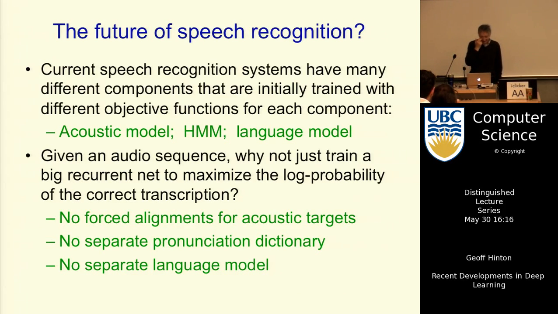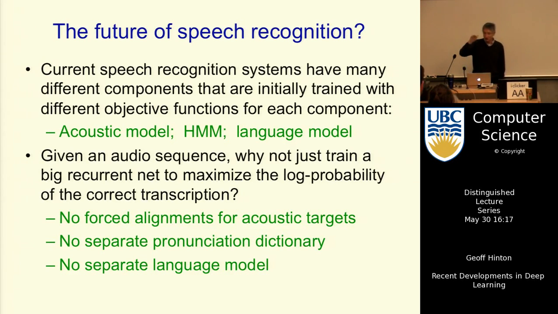Now there's all sorts of reasons why you might believe that was hopeless, and one very good reason is the language model has to know a lot about words, and it has to be able to predict what word's coming next. And we're proposing to do that with something that just works at the character level, and that seems unreasonable. We're not going to have a separate pronunciation dictionary. We're going to learn all that.